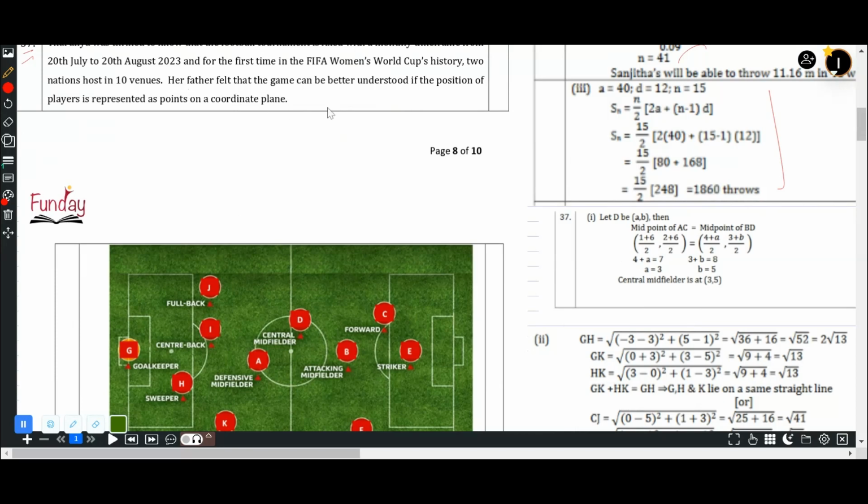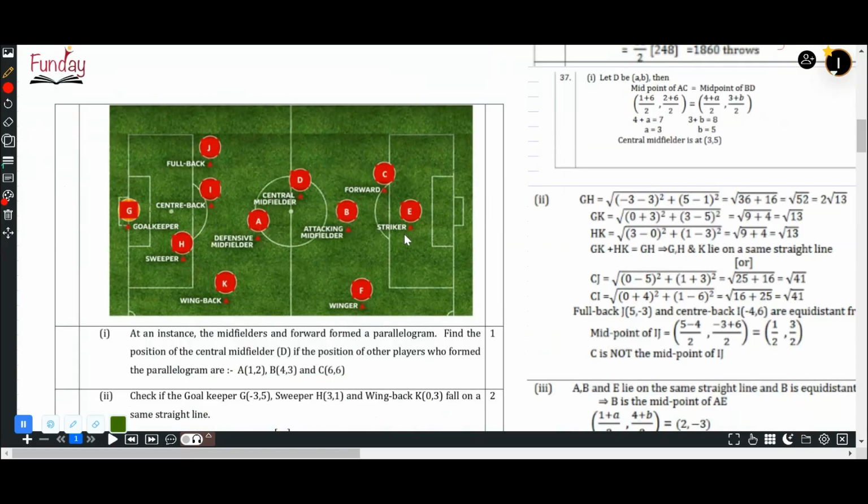Her father felt that the game can be better understood if the position of players is represented as points. So this is a coordinate geometry problem. You have these points given A, B, C, D. And you have various positions defined, not in terms of points, but in terms of names: center back, full back, goalkeeper, sweeper, which are marked there as part of the question. At an instance, the midfielders and forward formed a parallelogram. So you see these are the midfielders and forward making a parallelogram.